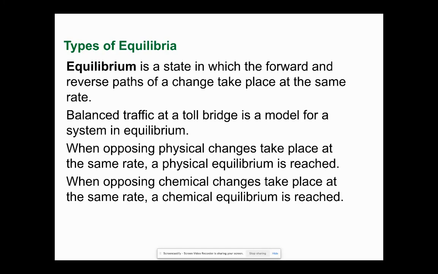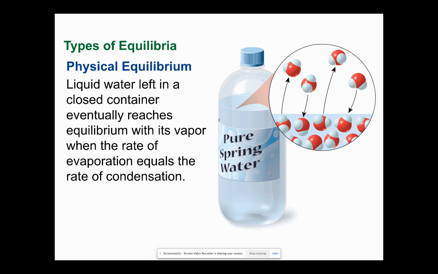When opposing physical changes take place at the same rate, the physical equilibrium is reached. When opposing chemical changes take place at the same rate, the chemical equilibrium is reached. So we're going to focus today on two types of equilibrium, chemical and physical. So a physical equilibrium, one example is liquid water left in a closed container eventually reaches equilibrium with its vapor when the rate of evaporation equals the rate of condensation.